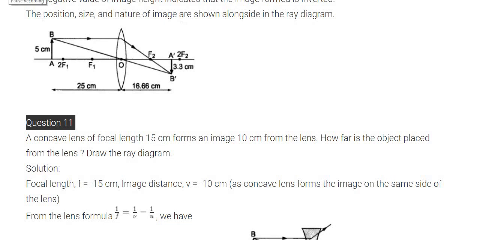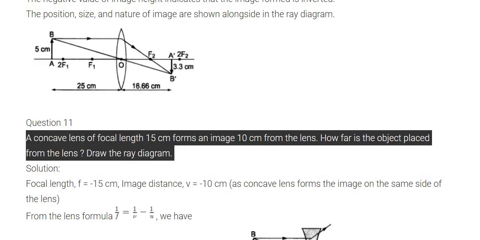In the previous video, we have seen the questions and answers from question 1 to question 11. Let's revise question number 11 and then we move further. Question number 11 is: a concave lens of focal length 50 centimeter. Here the f is given, it's 50 centimeter, and here the concave lens is there.